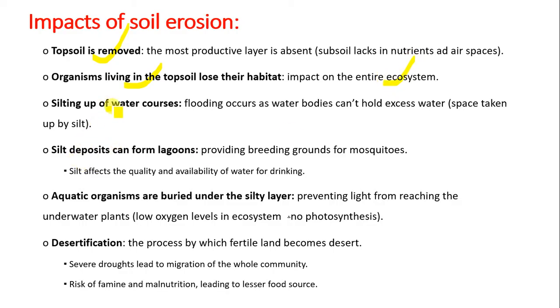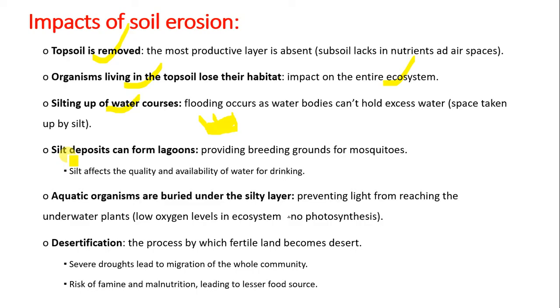Silting up of water courses. So flooding occurs as water bodies can't hold excess water, since space is taken up by silt. Once the soil is washed away, it is deposited within a river course. Once it's deposited into the river course, the depth of the river will reduce because the deposition will tend to fill up the course. So that's silting of the water course.